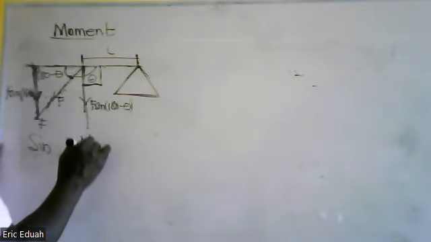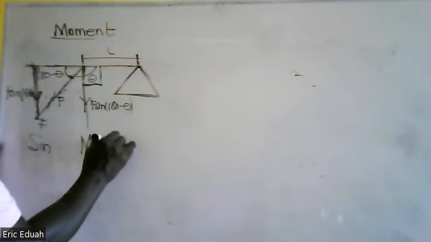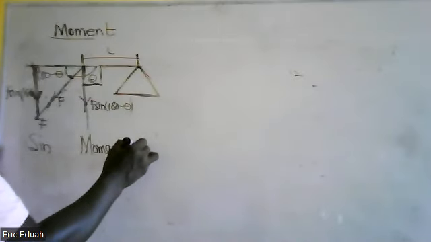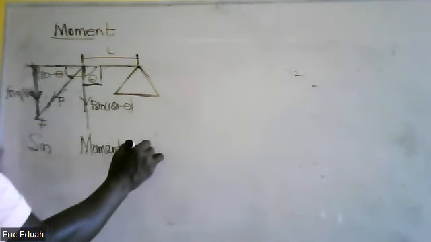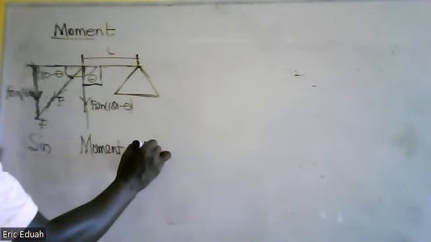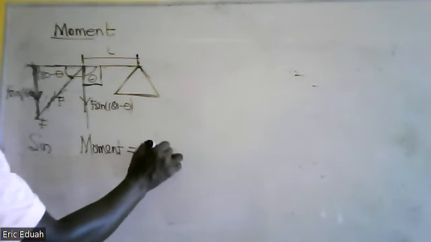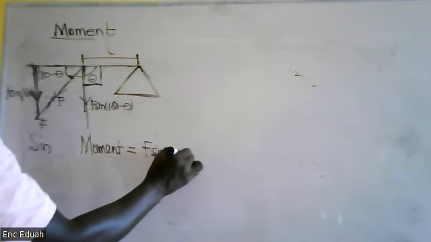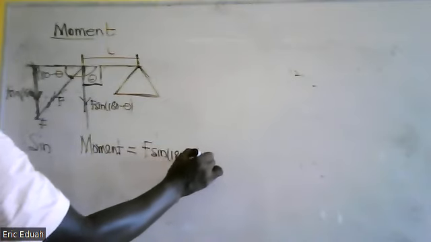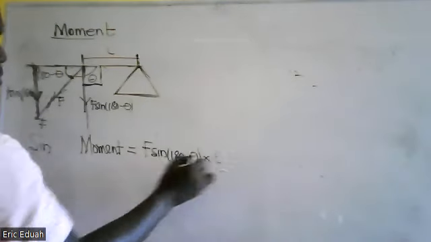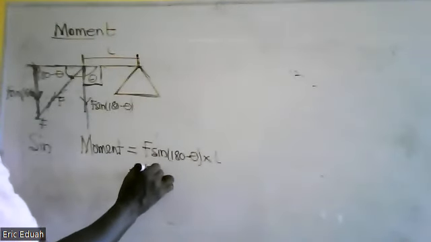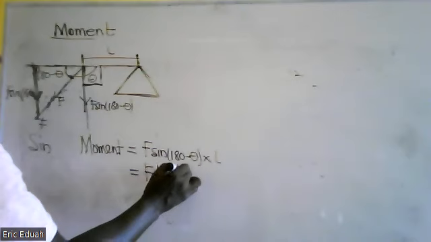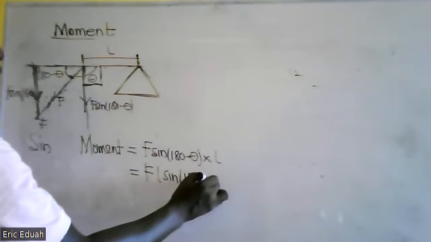Therefore, the moment or the turning effect, which is force times perpendicular distance, we have the force, which is F sine 180 minus theta, times the length L. FL sine 180 minus theta.